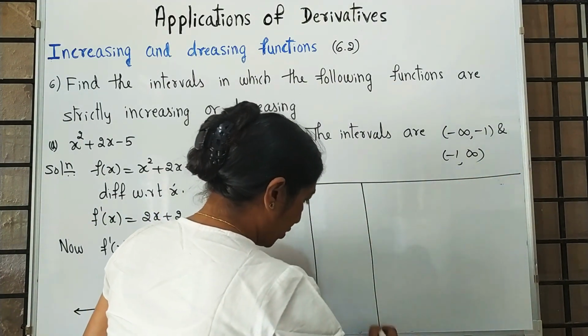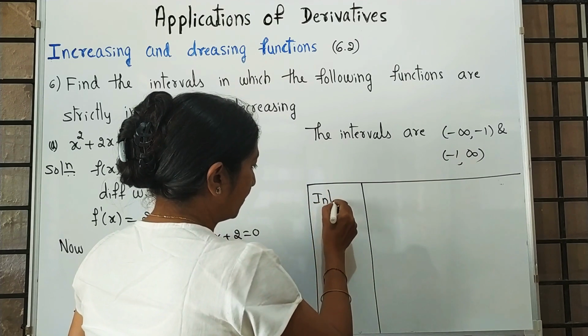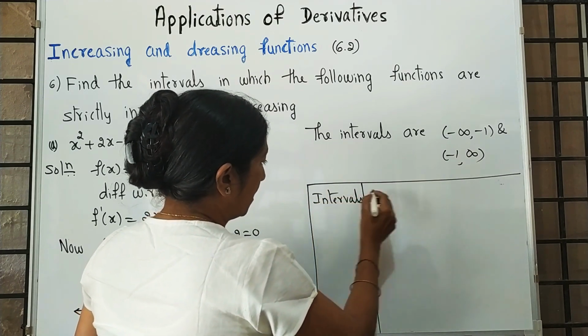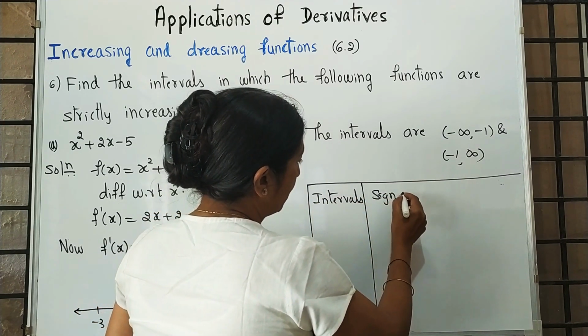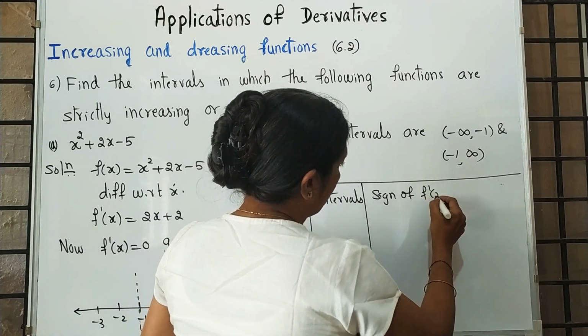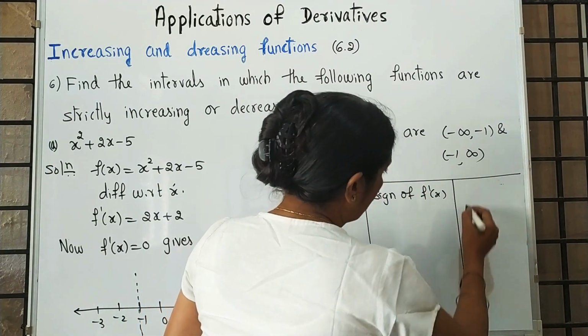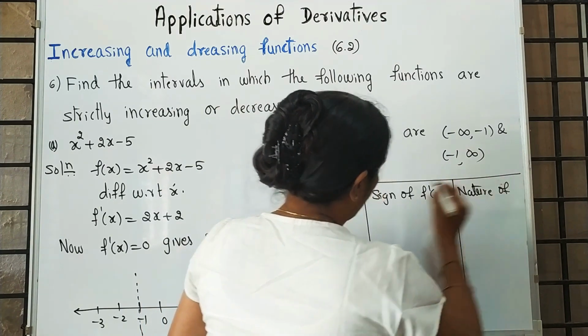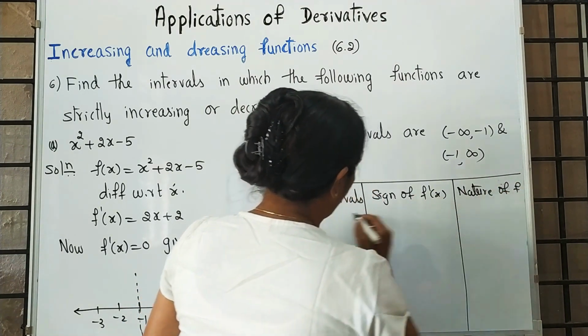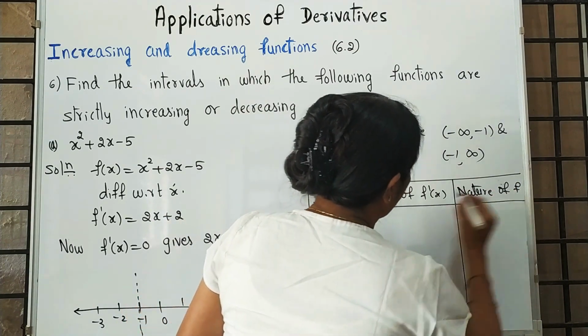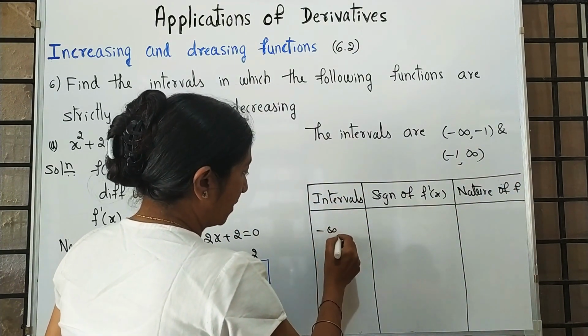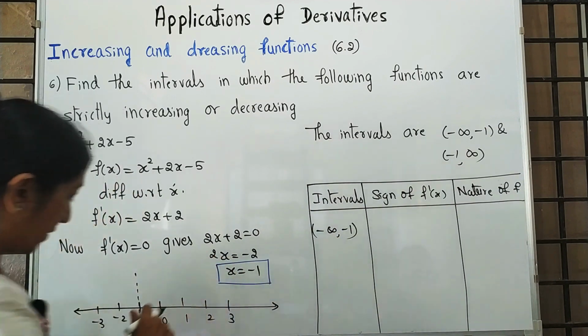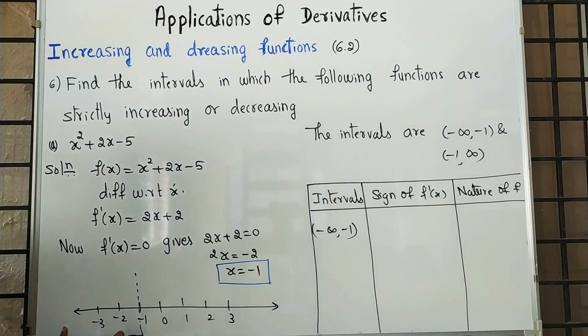Here in the first column we have to write the intervals. In the second one we have to write the sign of f dash of x, and in the third we have to write the nature of f, that is, of the function. What is the first interval? The first interval is minus infinity to minus 1. So in between minus infinity to minus 1, whatever number you want you can select. I am taking minus 2.